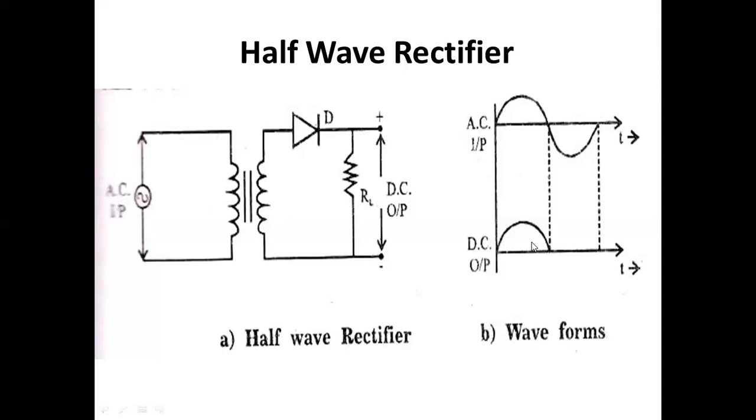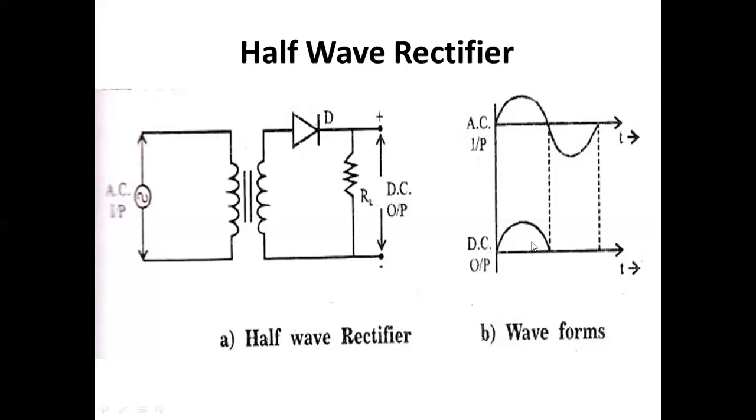This is nothing but 50 cycles per second. If you consider the frequency as 50 cycles per second, then within a second we are getting 50 positive cycles. Like that, we are getting the average value. We are getting the average DC across the load resistance RL. That is nothing but the half wave rectifier.